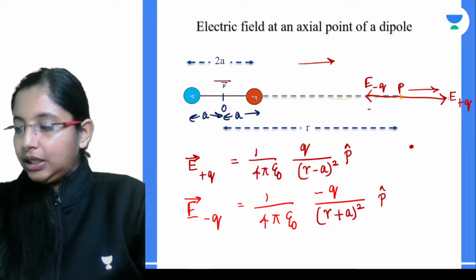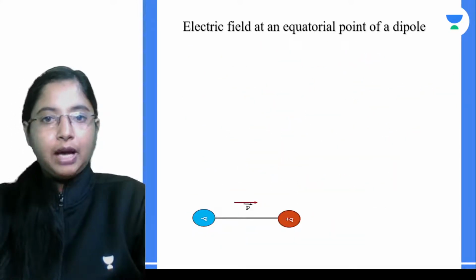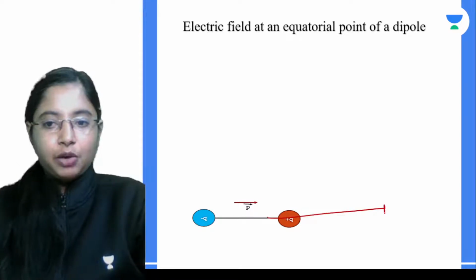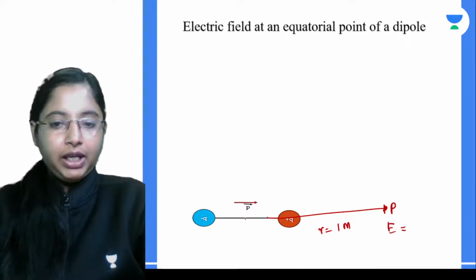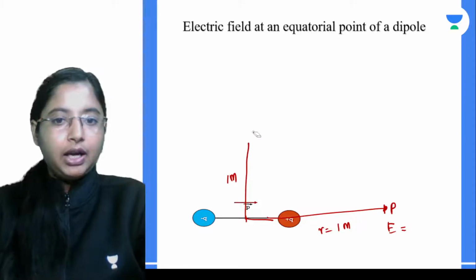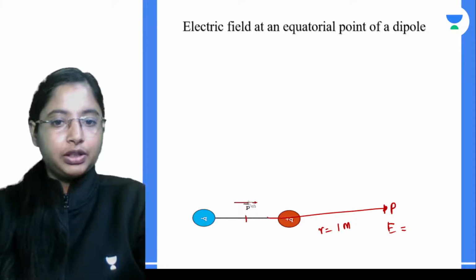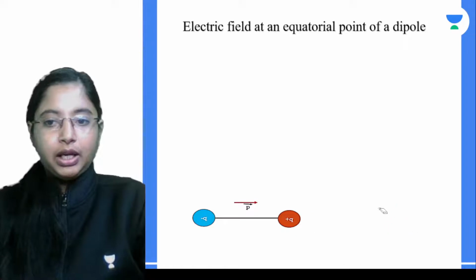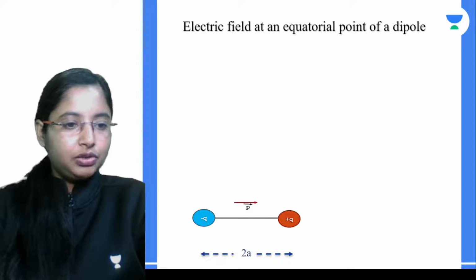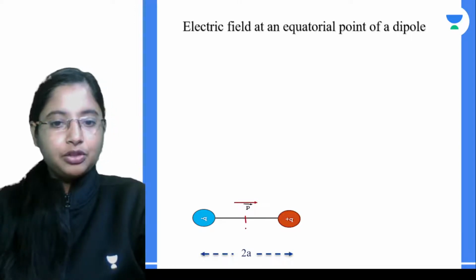Now let's see what happens if you are looking at the equatorial point. Initially we went, let's say, 1 meter, R is equal to 1 meter, and at this point P we found what is E. Now we'll go the same 1 meter from the center over here, and we'll find what is the electric field at this point, that is perpendicular to the field. Very simple over here. Again the same, the distance between these two is 2a, so the center point will be O.